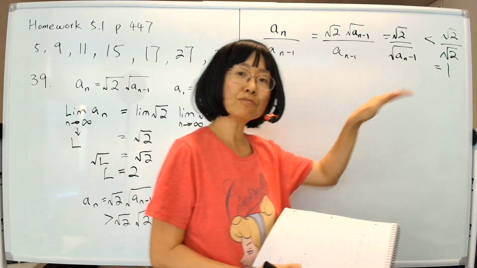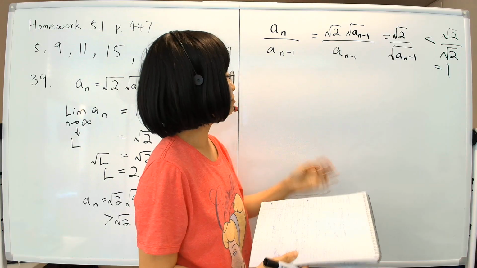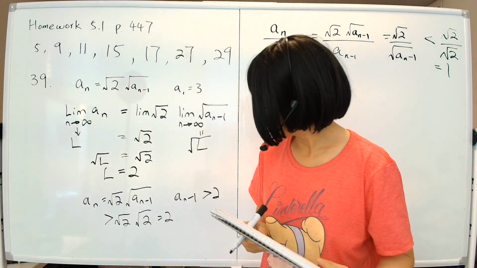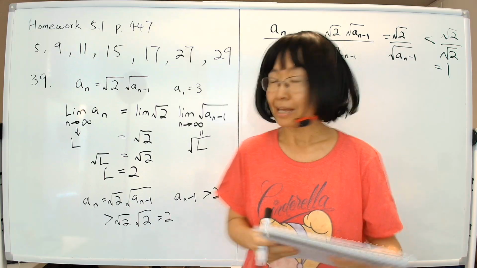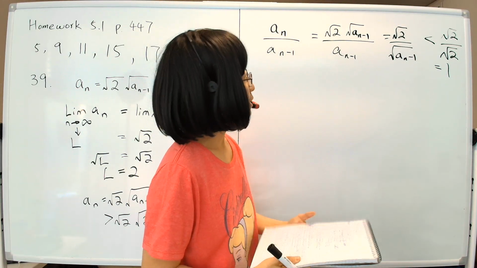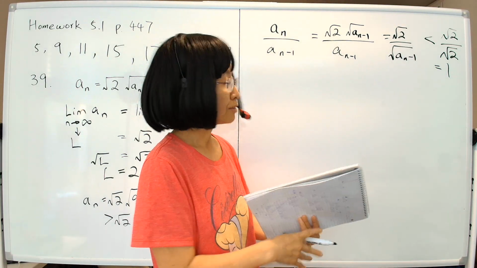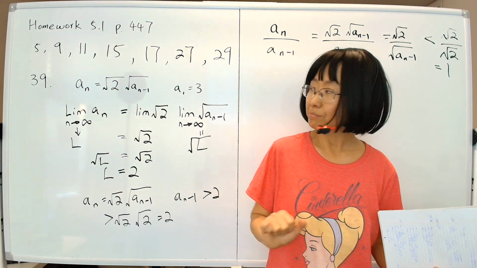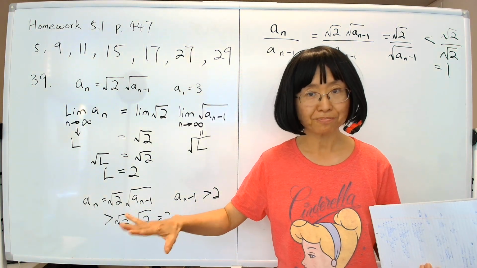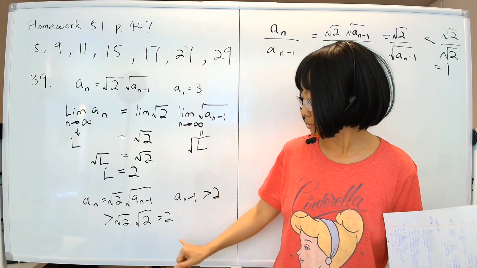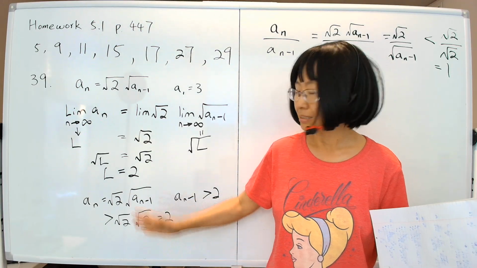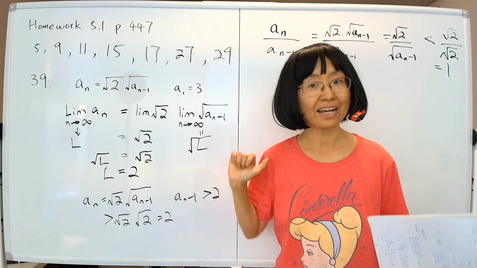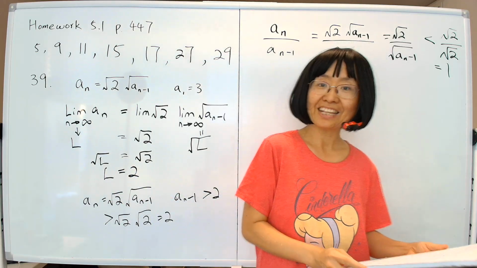If it's less than 1, then it is decreasing. So it is a decreasing monotone function bounded on the bottom by the number 2. Therefore, the limit exists. And as we calculated, if the limit exists, then it has to be 2. And that concludes this problem.